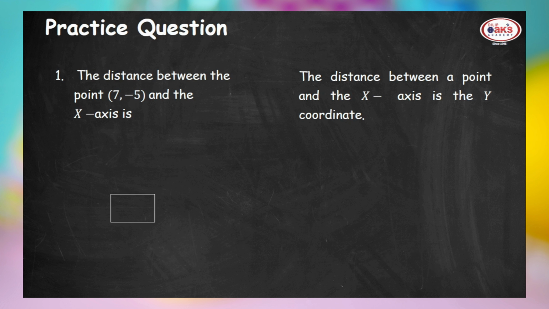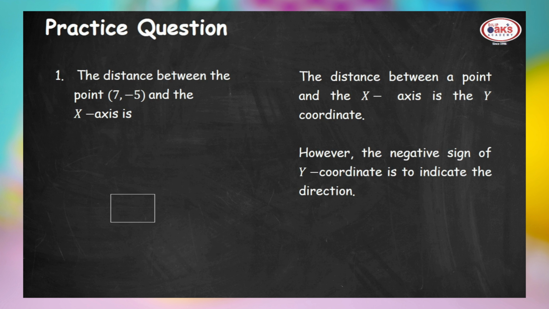But we know that the distance is never a negative number. So we should understand that here the negative sign of the y-coordinate is to indicate the direction. Therefore, we will submit the correct answer as 5 in the numeric entry field to conclude this question successfully.